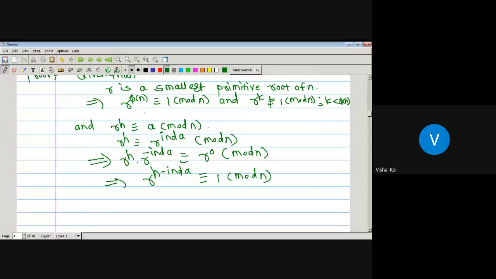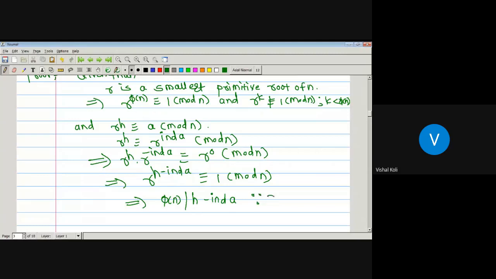We have given r is the smallest primitive root of n. As it is a primitive root, then r to the power phi of n is congruent to 1 modulo n. Then from that we say that phi of n must divide this integer h minus index of a. That is, h minus index of a must be a multiple of phi of n.